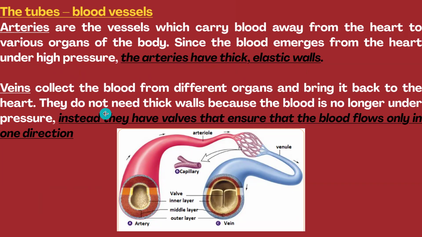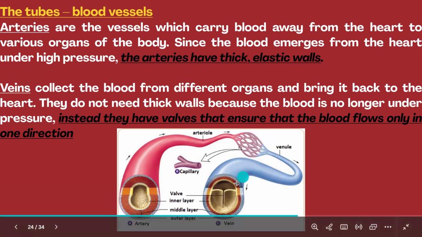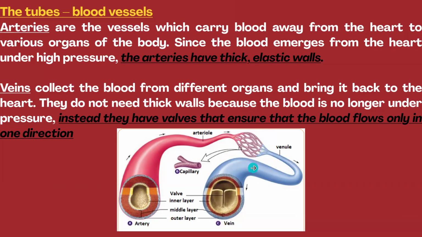Why do veins not need thick walls? Because they are no longer under pressure. The blood flowing in the veins, which you can see in the blue color, does not exert much pressure. Instead, in the veins we have valves that ensure that the blood flows only in one direction.